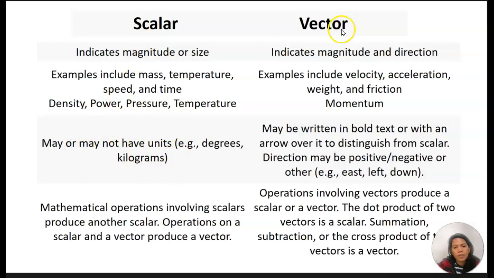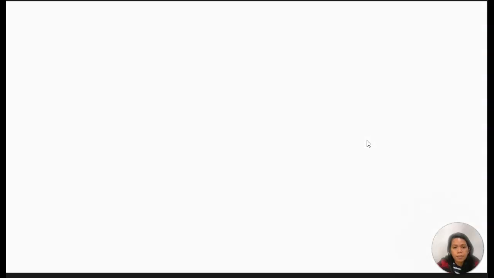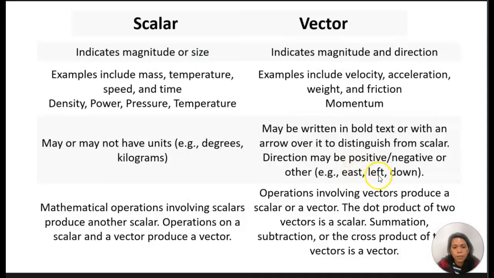Another kind is the vector quantity. A vector has a magnitude, but it also has a direction. Examples are velocity, acceleration, weight, friction, and momentum. Sometimes in a higher physics class, vector quantities are denoted with bold text, and sometimes with an arrow on top. But in our IPC class, we don't have that.